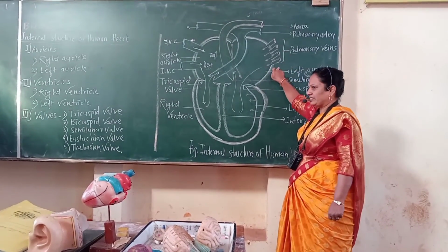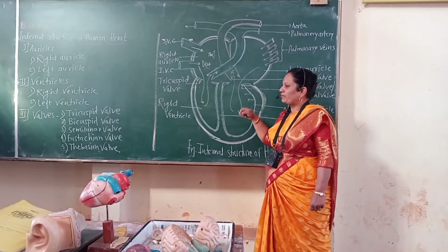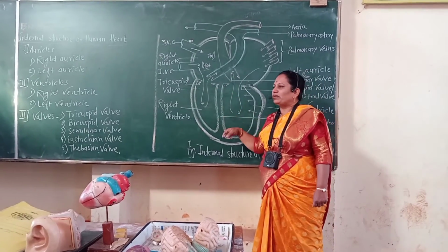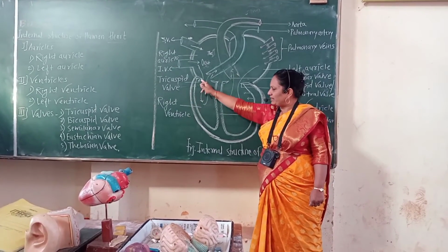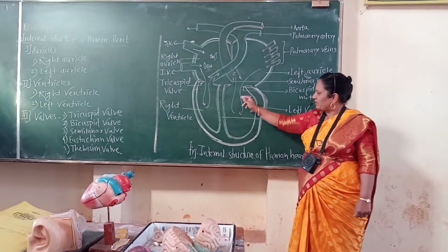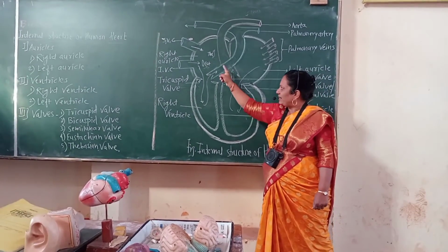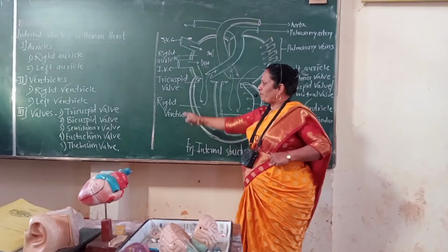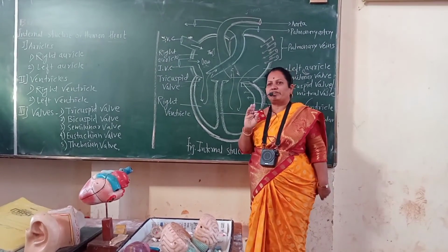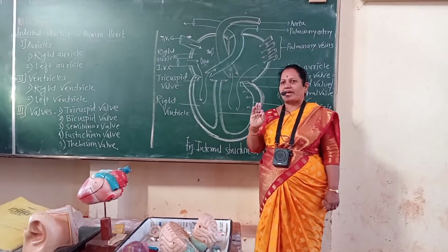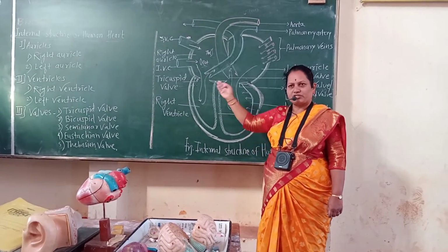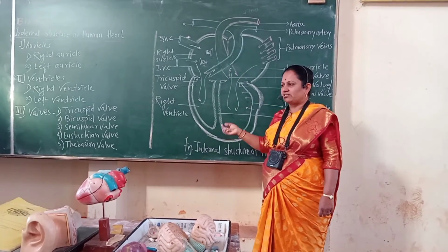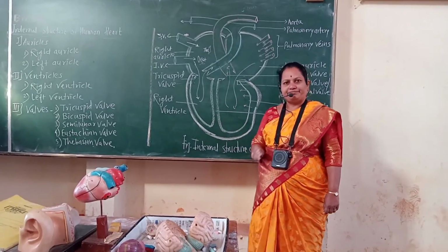Four pulmonary veins. How many types of valves are present in the human heart? 5 types. First type tricuspid, second type bicuspid, next semilunar, and next Thebesian and Eustachian valves are there. What is the function of valves? It keeps the blood flow in one direction. It prevents the backflow of blood. This is the function of valves. This is all about the internal structure of the human heart.